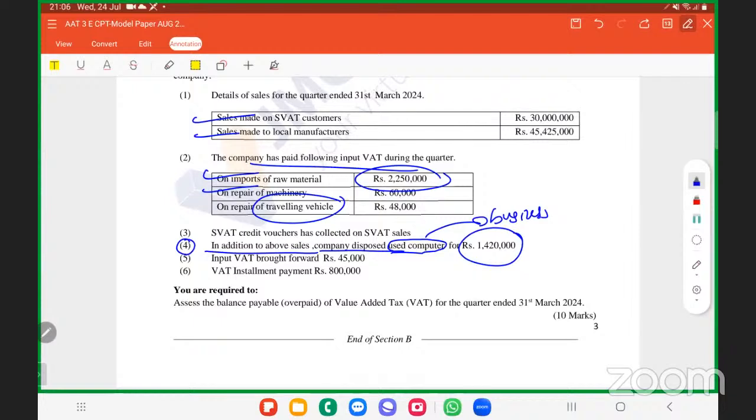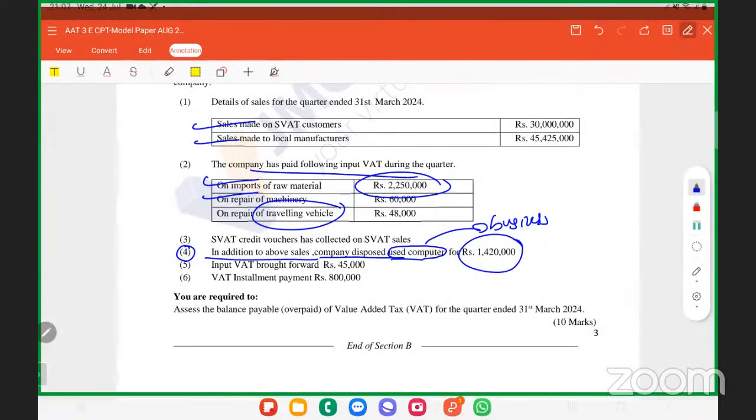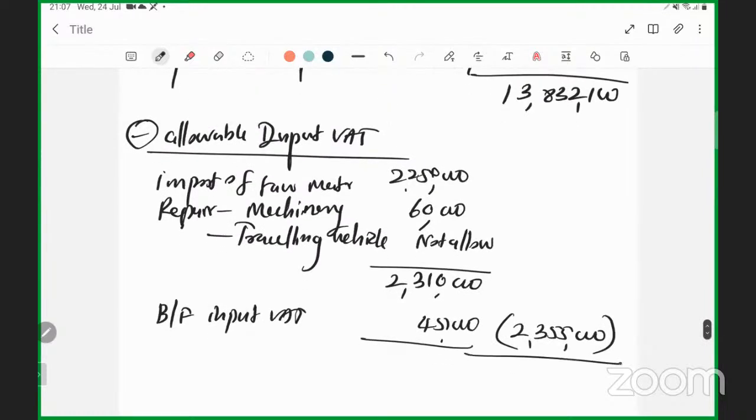So that's all about that particular quarter's input VAT. In addition to that, is there any brought forward? Yes, 45,000. You can take the total here: 2,310,000. On that, you can deduct the brought forward input VAT from the previous quarter, which is 45,000. So the total input VAT you can deduct from output VAT. Please check whether these answers are correct or wrong.